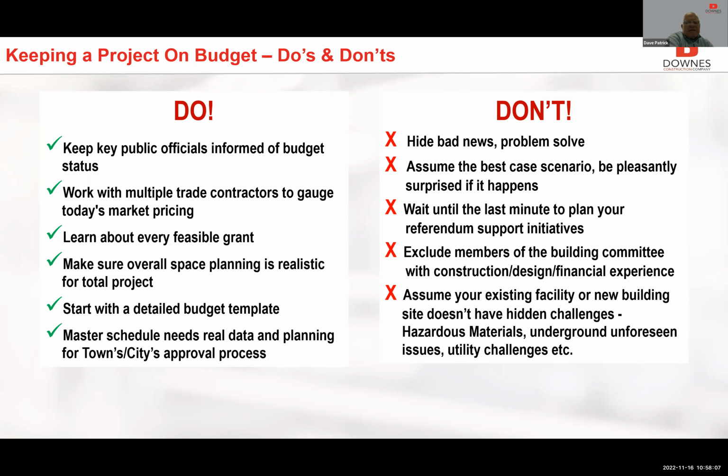And that's why we talk about that timeline of how we plan these projects. And then the master schedule: you really need real data in a master schedule. You need someone that understands the scheduling characteristics of what happens first, what happens second, how much time could be encountered in a delay, and where you can make up time. Have a master schedule that has all of the towns' and cities' approval processes baked into the logic of that schedule so that you can really predict when the schedules are going to start and stop. And then on the don't side, don't hide bad news. It never goes away. And conversely, don't assume the best case scenario because it rarely happens.